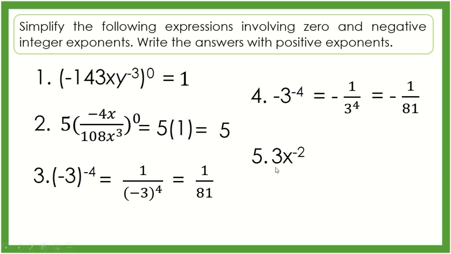Number 5, 3x raised to negative 2. Okay, so ang may exponent ng negative ay yung variable x. So, hindi kasama si 3. Okay, so we have 3 times the reciprocal of x is 1 over x. Then, positive 2 yung kanyang exponent. Simplify. 3 times 1 is 3 over x squared.